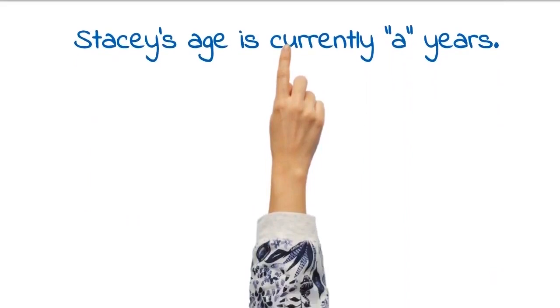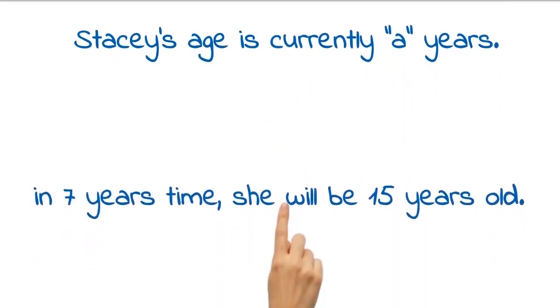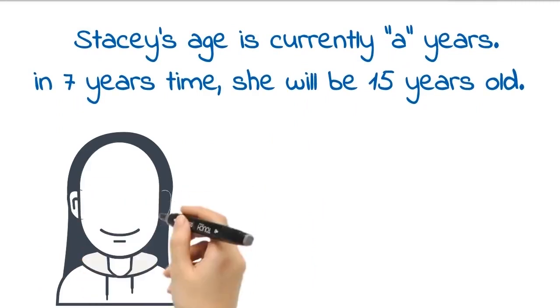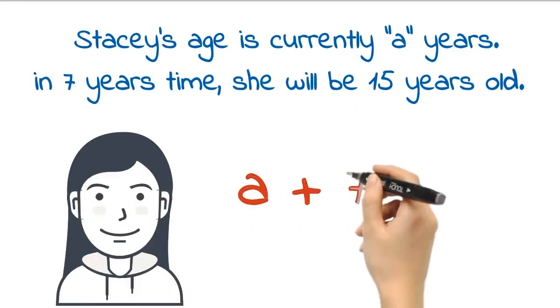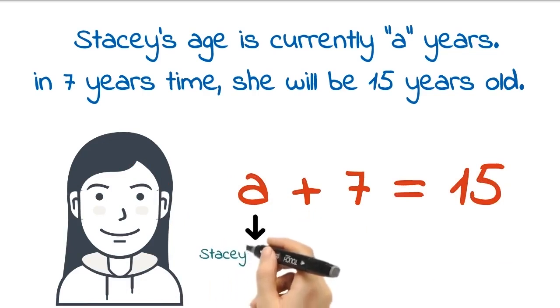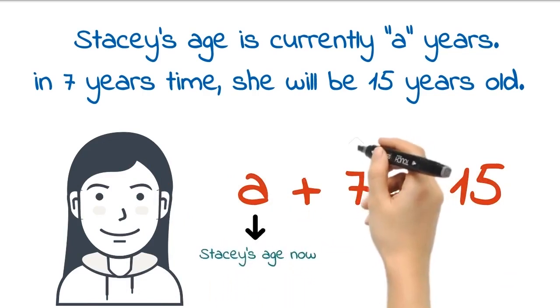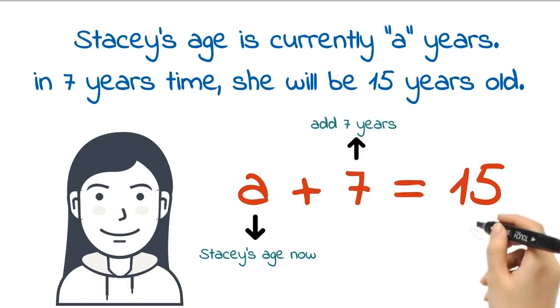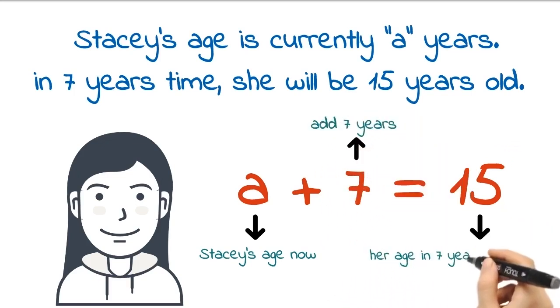Alright, let's look at another one. Stacey's age is currently A years. In 7 years' time, she will be 15 years old. This can be written as A for Stacey's age now, plus 7, because we have to add 7 years, equals 15 years, which is her total age in 7 years' time.